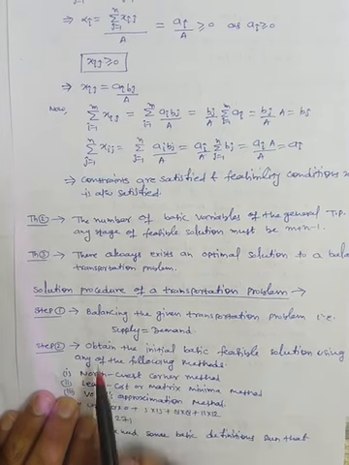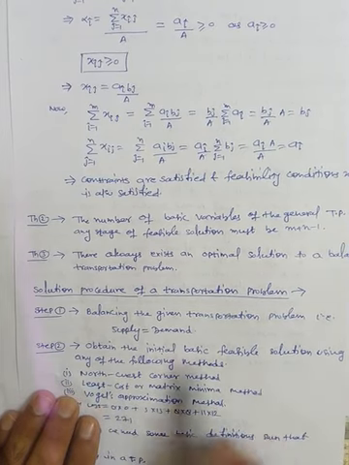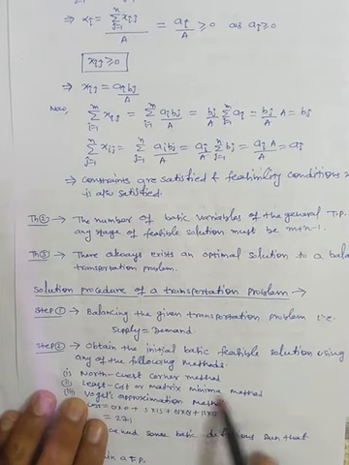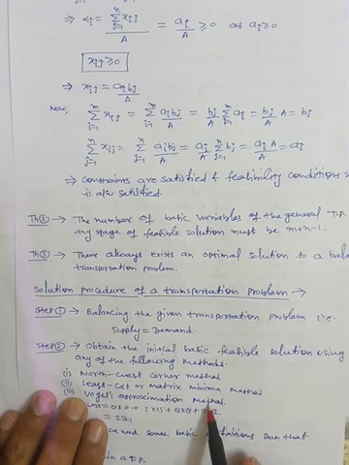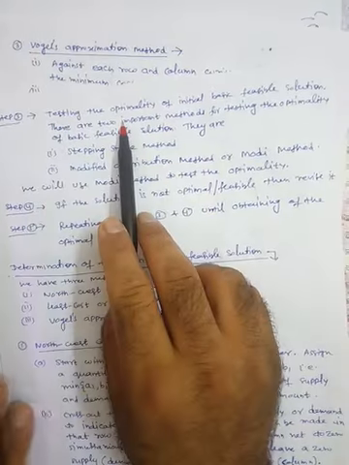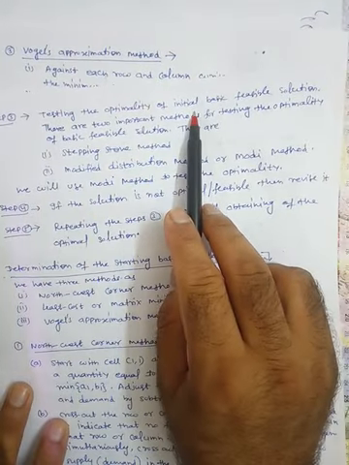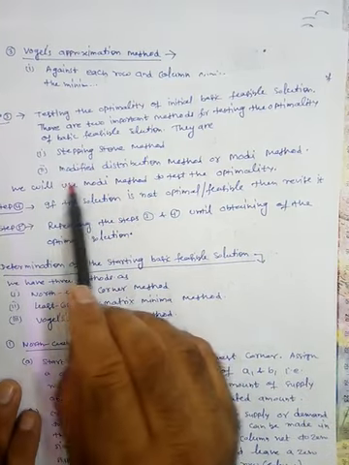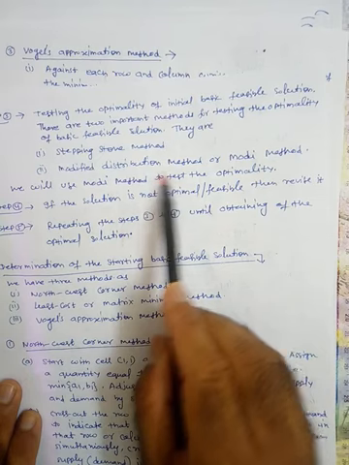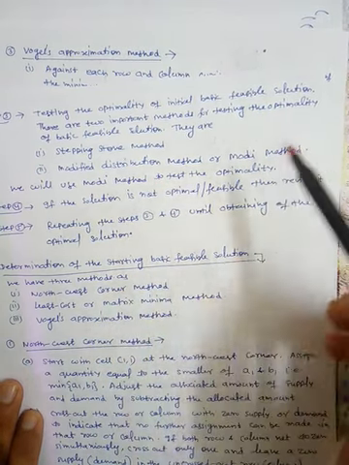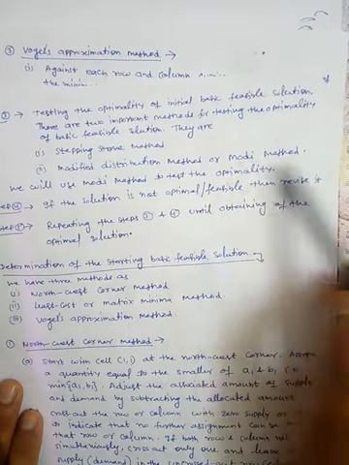In the second step, we have to find the initial basic feasible solution, for which we have three methods: northwest corner method, least cost method, or Vogel's approximation method. We have already discussed these things. In the next step, we have to test the optimality, for which we have two methods: stepping stone method and modified distribution method, or in short MODI method. In this procedure we will use the second method, the MODI method.